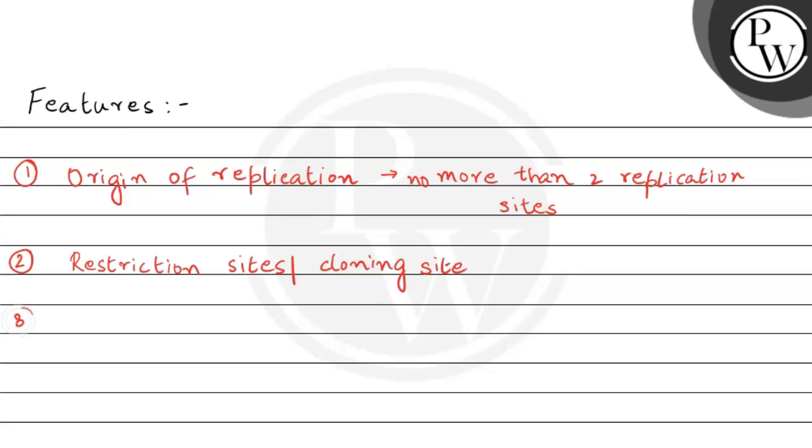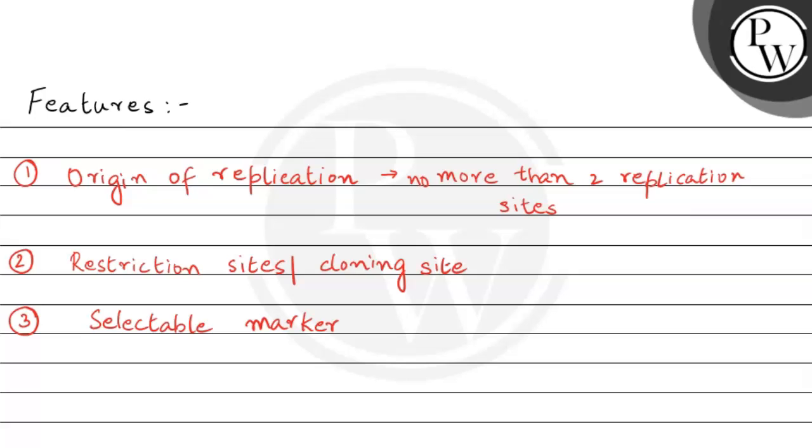Now the third important feature is the presence of at least one selectable marker gene. Selectable markers are used to identify the recombinant cloning vectors. So selectable marker is also a very important feature in the cloning vectors. So these are some of the important features which must be present in a functional cloning vector.